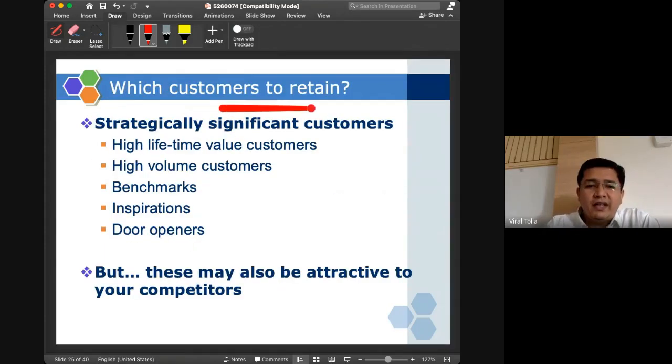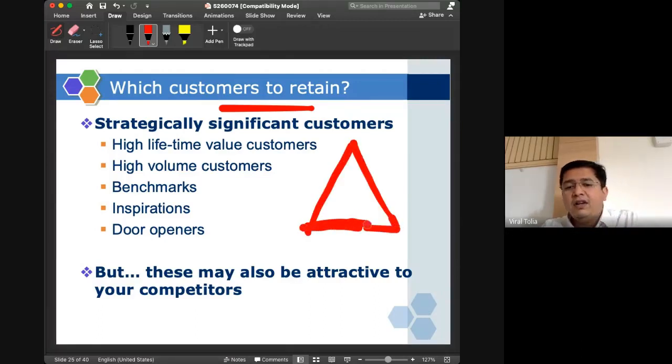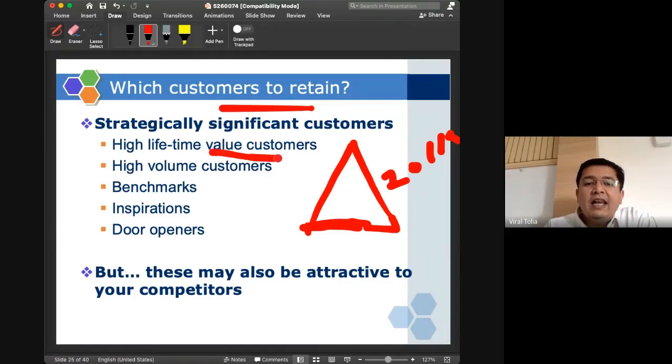Which customers to retain? That's a very logical question. Out of the pyramid that you have, let's say you have 20 lakh customers. Now this is too big data. With 20 lakh customers, how will you divide whom to take care of? High lifetime value customers, you should identify. And you should target those people and focus on retaining those people because they will give you good results.